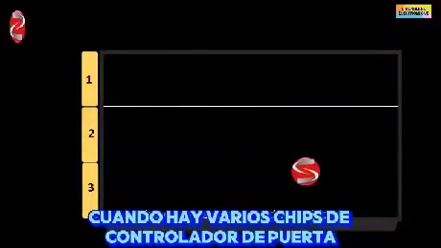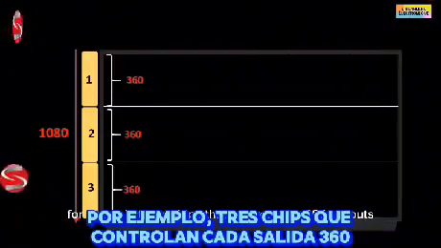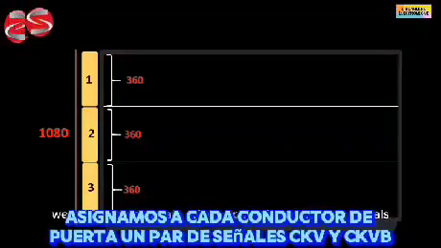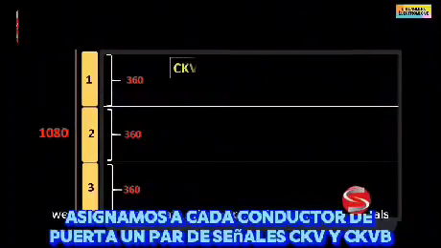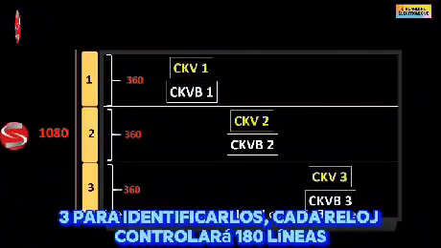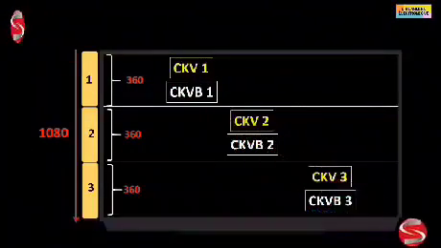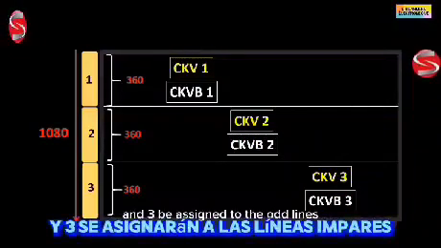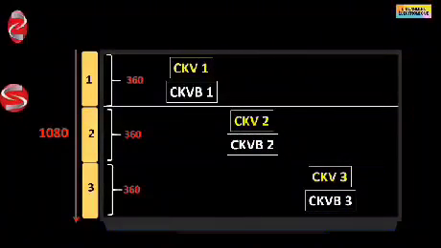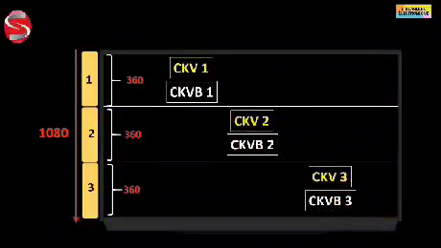When there are several gate driver chips, for example 3 chips that each control 360 outputs in horizontal lines, we assign to each gate driver a pair of CKV and CKVB signals and we add a number 1, 2, 3, to identify them. Each clock will control 180 lines. CKV 1, 2 and 3 will be assigned to the odd lines. CKVB 1, 2 and 3 will be assigned to the even lines.